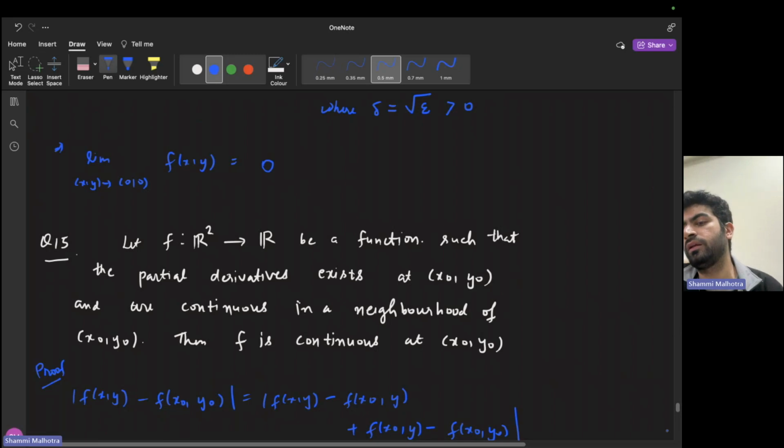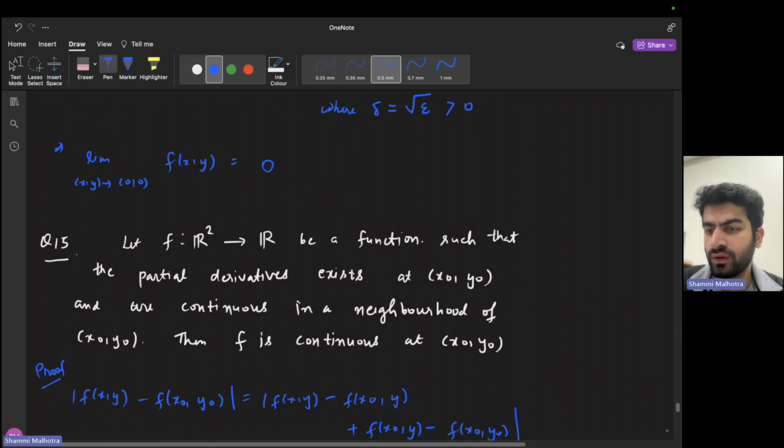This shows that partial derivatives are not a good thing to be considered for a function to be called differentiable, because if a function is differentiable, it has to at least guarantee continuity, which we are not getting with the help of only the partial derivatives. So they are not very good to be used for defining a function to be differentiable.